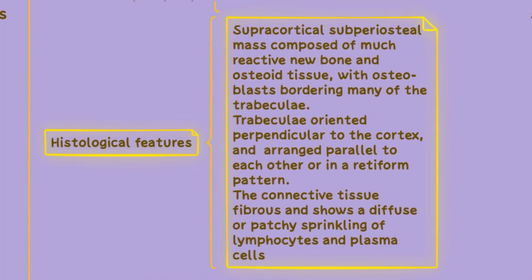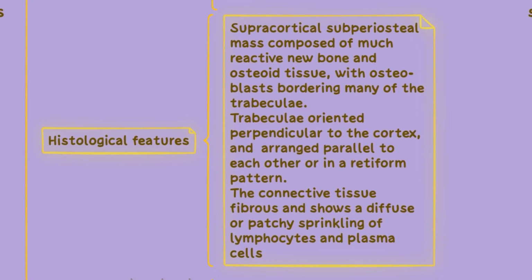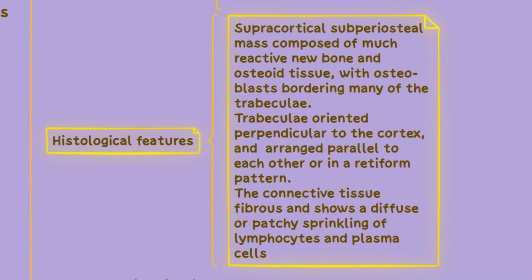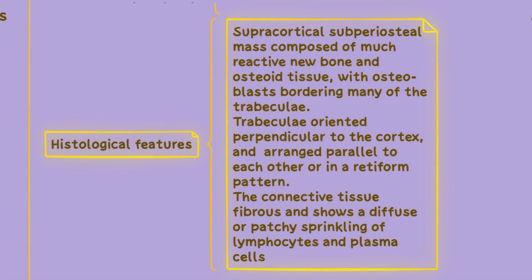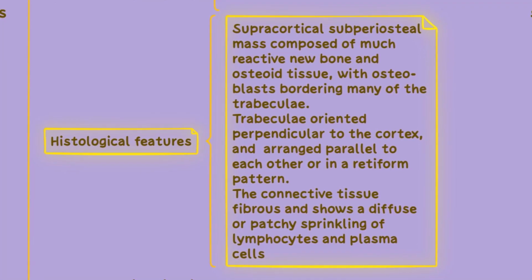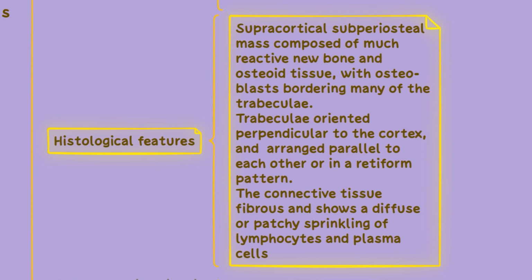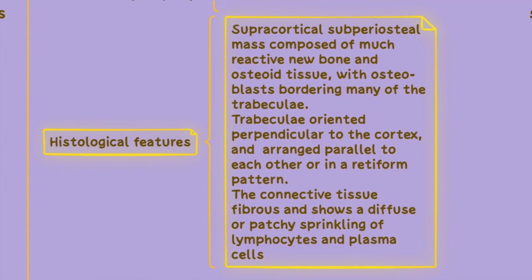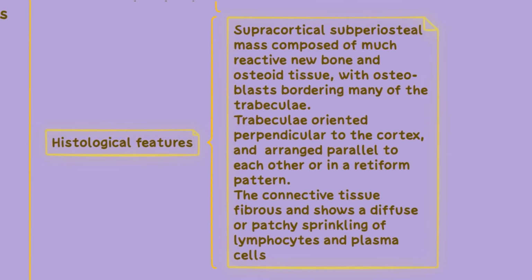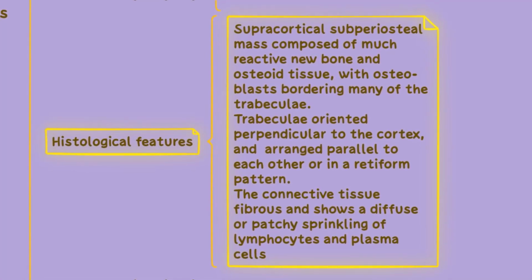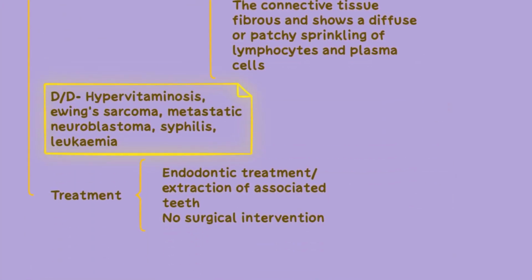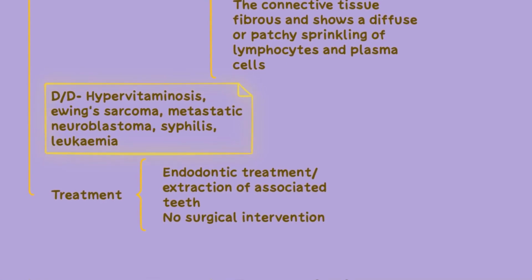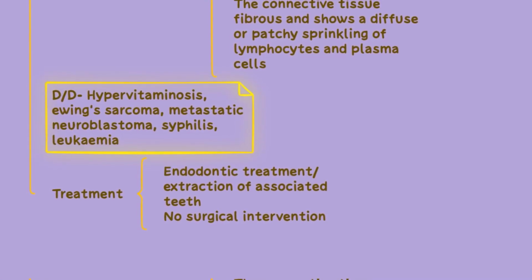Histologically, Garre's osteomyelitis exhibits a supracortical subperiosteal mass composed of reactive new bone and osteoid tissue. Osteoblasts border many of the trabeculae. The trabeculae are oriented perpendicular to the cortex and are arranged parallel to each other or in a retiform pattern. The connective tissue is fibrous and may show a diffuse or patchy presence of lymphocytes and plasma cells. Garre's osteomyelitis should be differentiated from other conditions such as hypervitaminosis, Ewing sarcoma, metastatic neuroblastoma, syphilis, and leukemia.